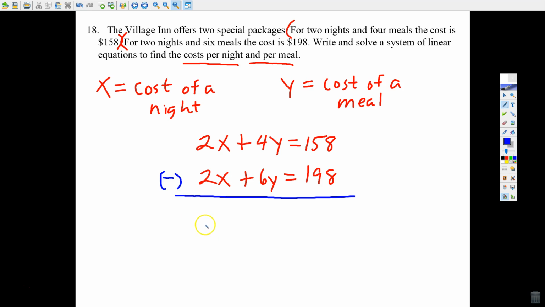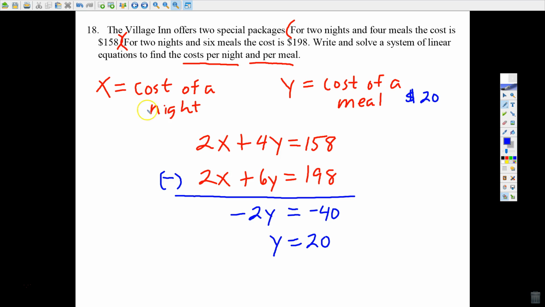If I subtract these two equations, I get 0x. 4 minus 6 is negative 2y. And 158 minus 198 is negative 40. So y is 20. So the cost of a single meal, this is packaged into multiple meals, but the cost of just one meal is $20.